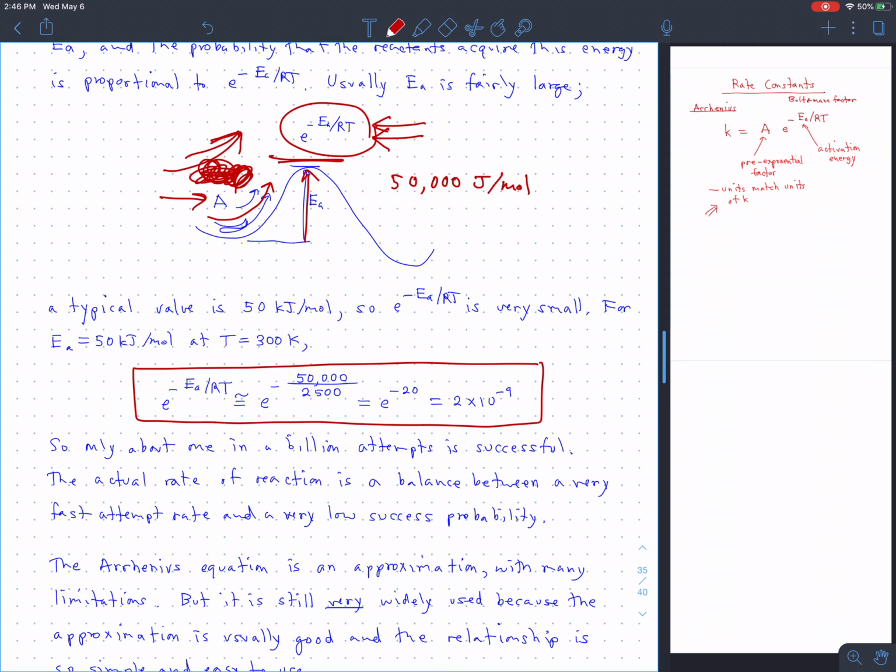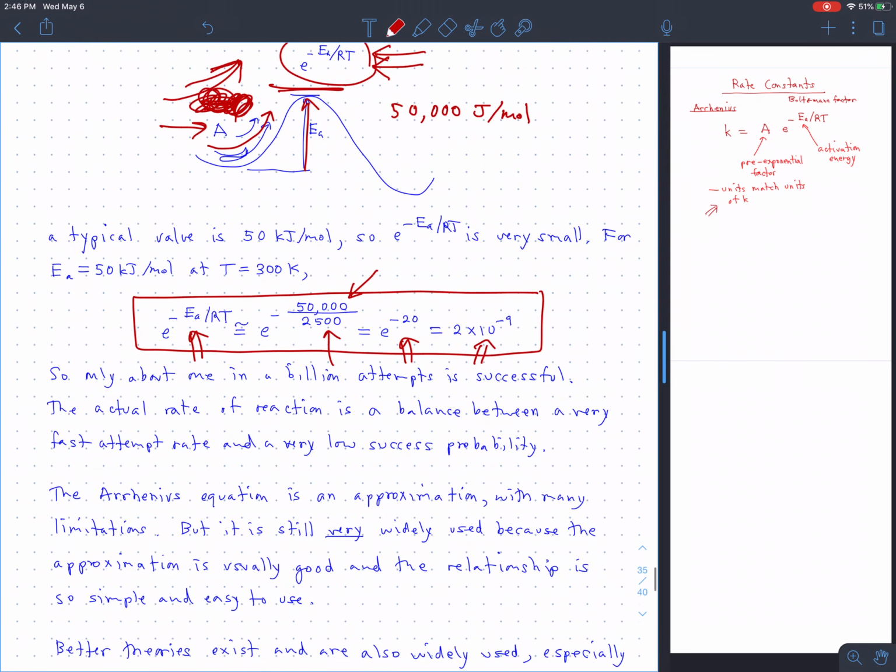And that means that we can plug that in. If that's EA, we can plug that in at room temperature, where RT is about 2.5 kilojoules per mole. That means that the Boltzmann factor, or the probability success factor, is about e to the minus 20th, which is about 2 times 10 to the minus 9th.